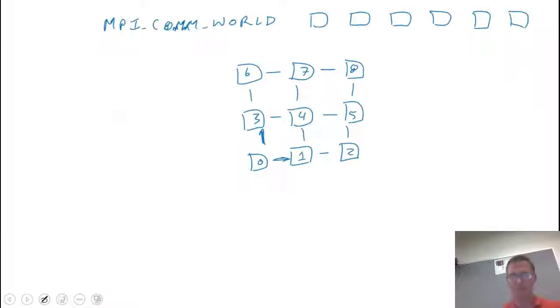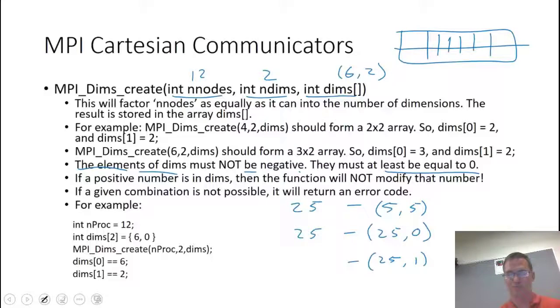And so basically, if this is the way it started, if the reorder flag is true, then they could be numbered 4, 6, 7, 9, 1, 8, 0. It could change the actual rank numbering. And so in the blue world, or the MPI COMM world, they have the blue numbers as their rank. But in the Cartesian world, they have the red numbers as their rank. However, if you set that to false, it won't change them.